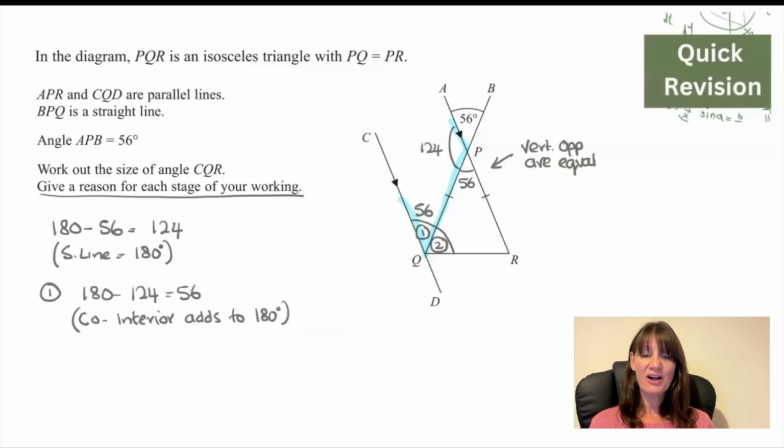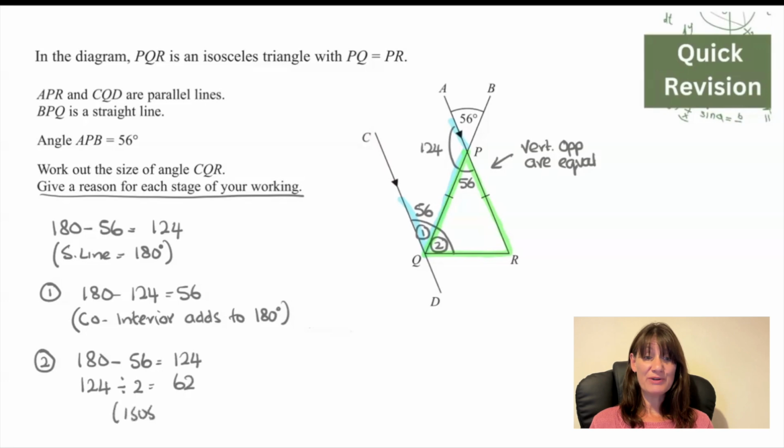Okay, and now we're going to work on angle 2. Now, angle 2 is inside a triangle, but it's not just any old triangle. It is an isosceles triangle. So that means that the two angles that we haven't been given are equal. So I do 180 take away 56, I'll get 124 again, but I need to share that between those two angles. So I'm going to divide by 2, which is going to give me 62 degrees.